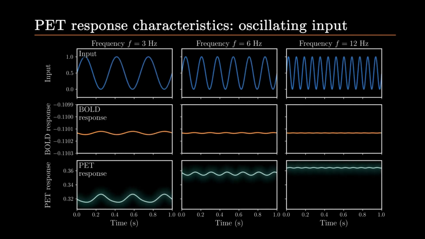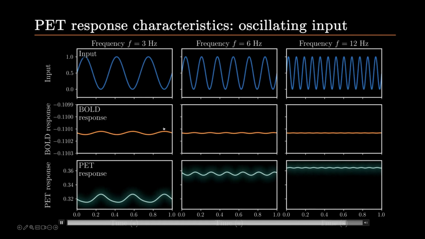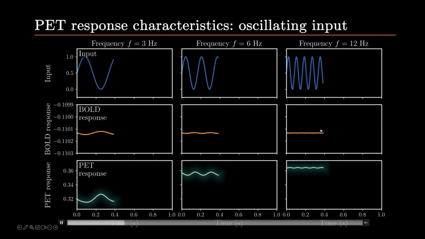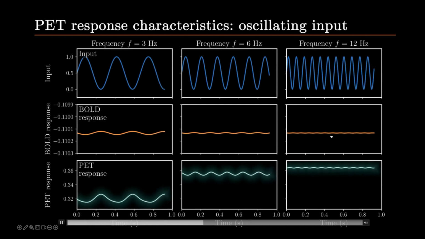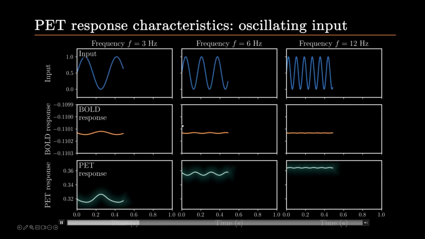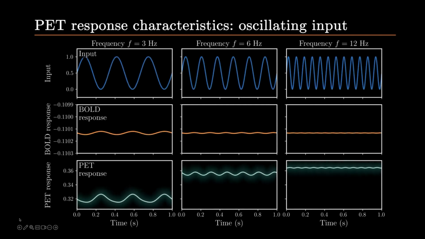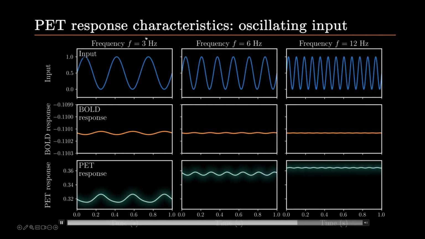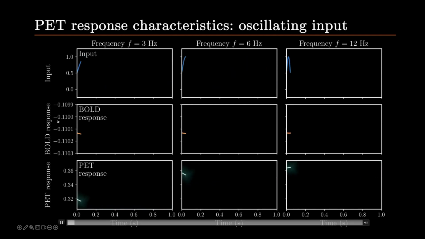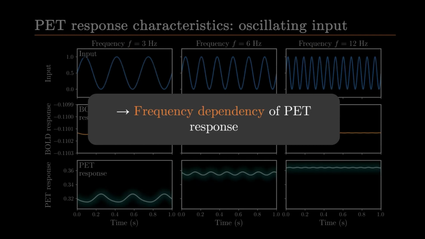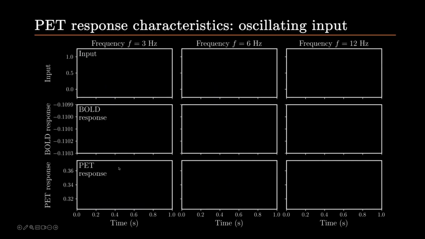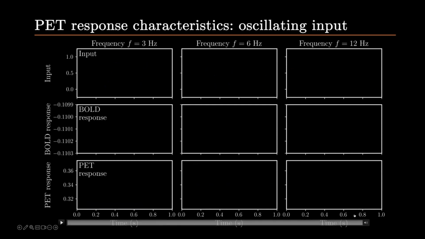And the amplitude of these oscillations decreases with increasing frequency for BOLD. But the base level of the signal stays the same. Whereas for PET, we have a sensitivity to the frequency of the base level. So we have a frequency dependency of the PET response. Let me go back to this to just make sure that it's clear.